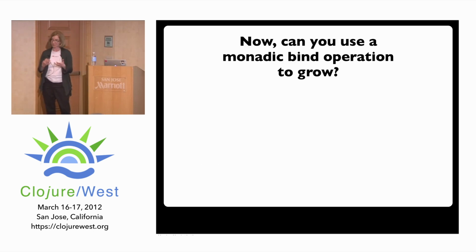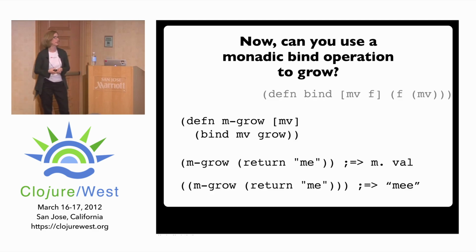So the door said, good. So now can you use this monadic bind operation to grow? So let's define another function called mgrow. So it's going to take a monadic value, and it's going to use this bind on the monadic value and grow. So here, we have to start off with the monadic value return me. So we call mgrow on that. It returns a monadic value. And if we execute it, again, with the extra parens, it returns me with the extra E.